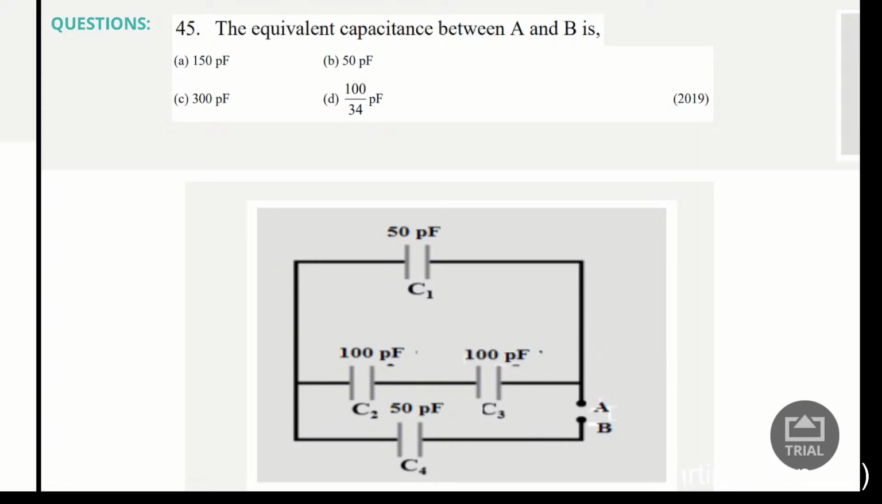Done. So everybody is getting 150, 150, 150. Whoa, what about others? 150.